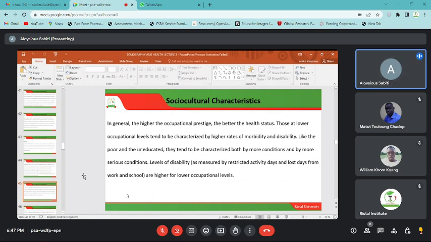So meaning that because their job or their occupation is at a lower level, the chances that a brick might fall, or the chances that they may fall from up there and get a disability or get sick because of the conditions they are being exposed to is higher.